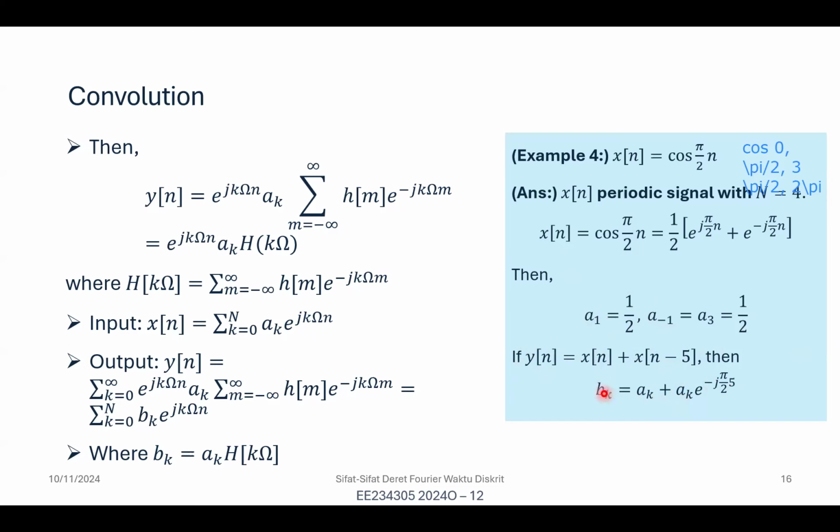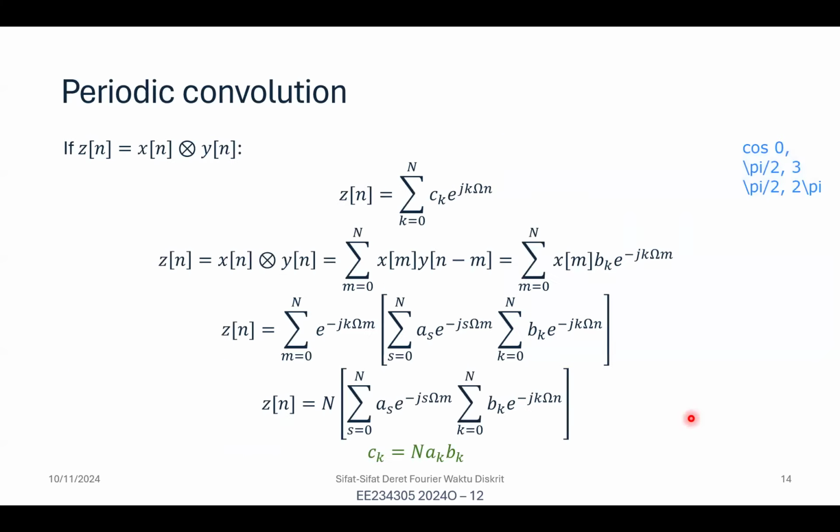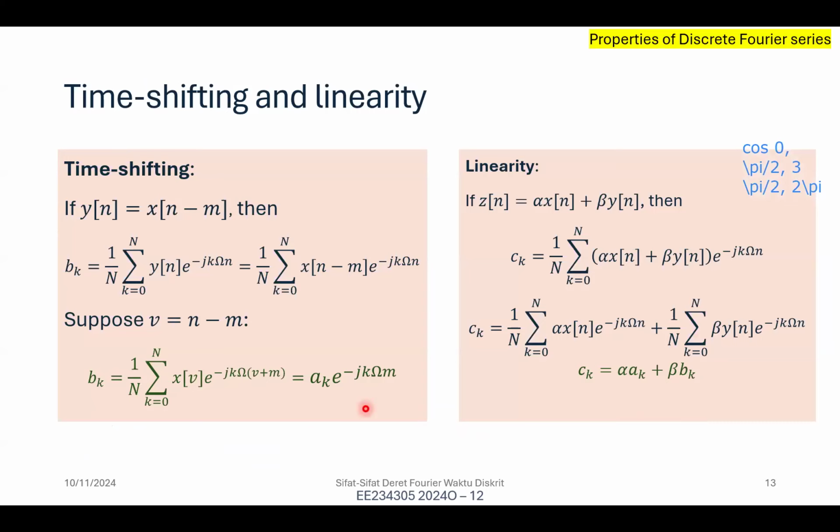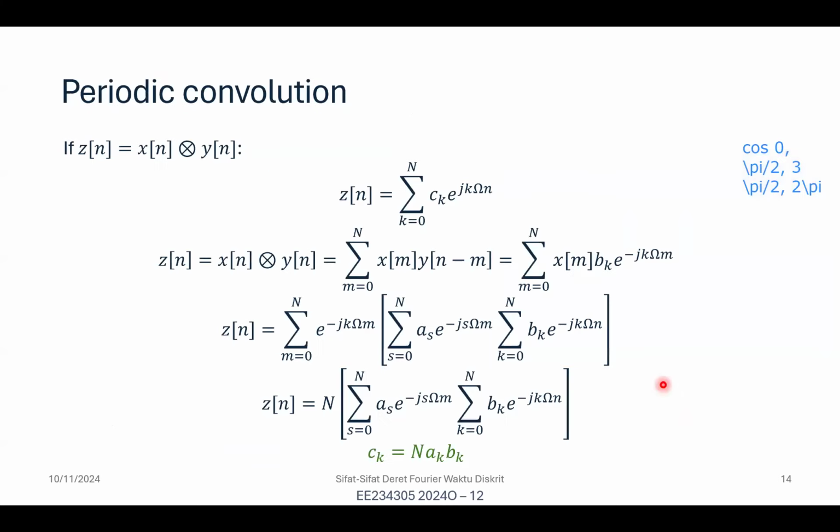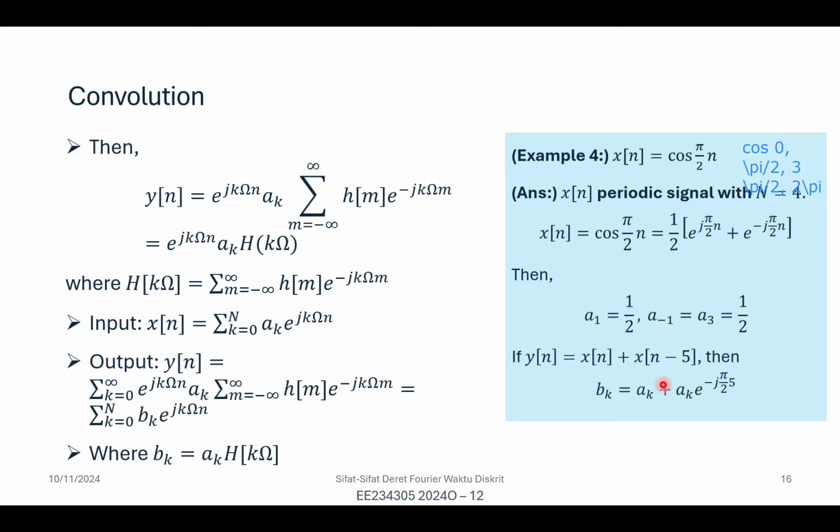then, this is the time shifting part, and this is the summation of two signals. So bk here is ak plus ak e to the power of minus j 5 pi over 2. Right? So this is the time shifting and this is the linearity. This example combines those two properties of the signal.